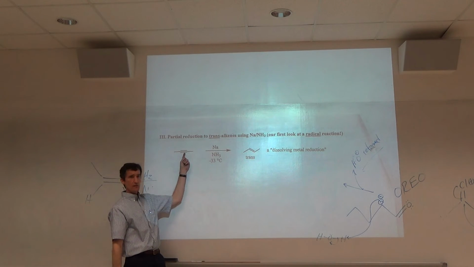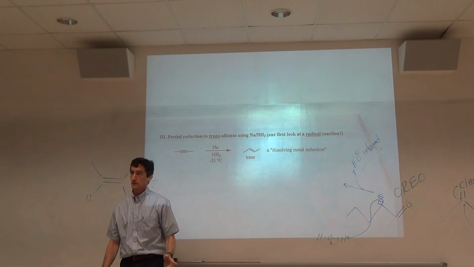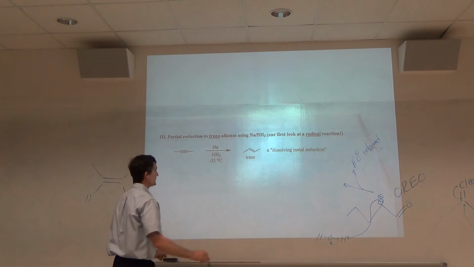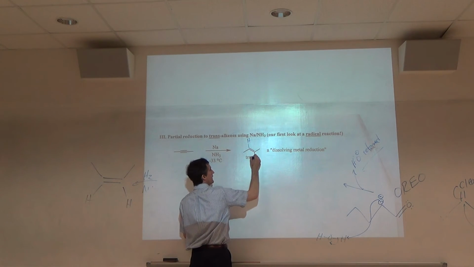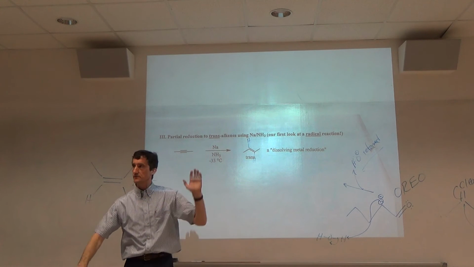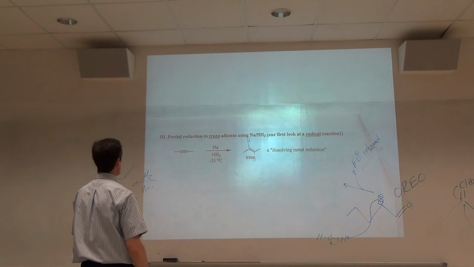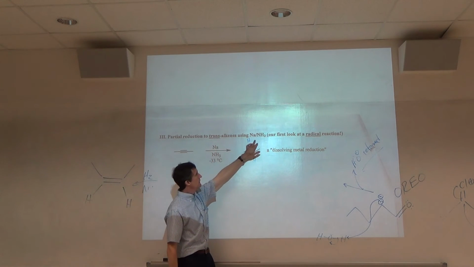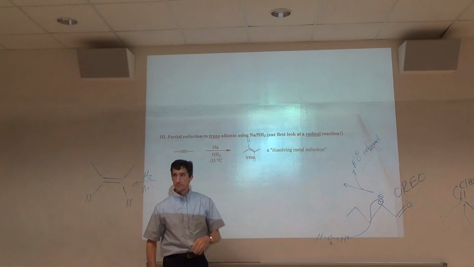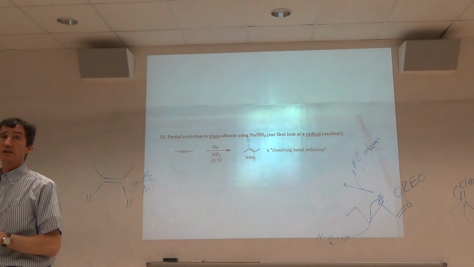Well, how can we go from an alkyne to a trans alkene? Meaning we want the 2 new H's to be on opposite sides. Can you do that with hydrogenation? You can't, because they always come in from the same side with hydrogenation, even with a poison catalyst. How can you stop it at a trans? You can do that with sodium and ammonia. This is going to be a new reaction. This is actually a radical reaction.